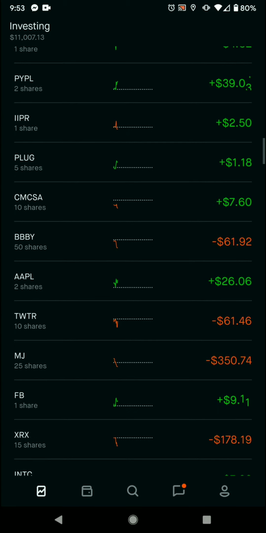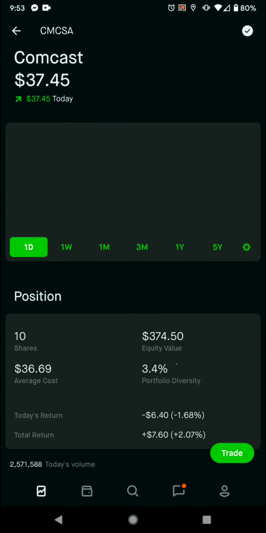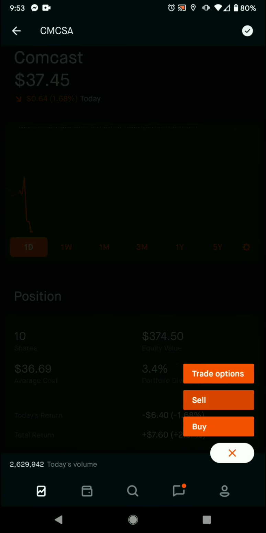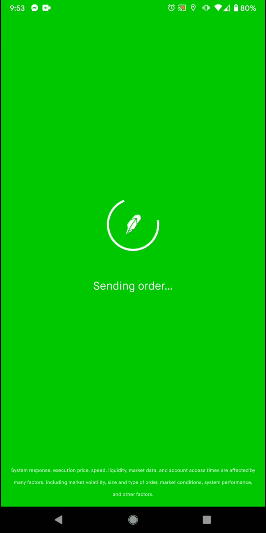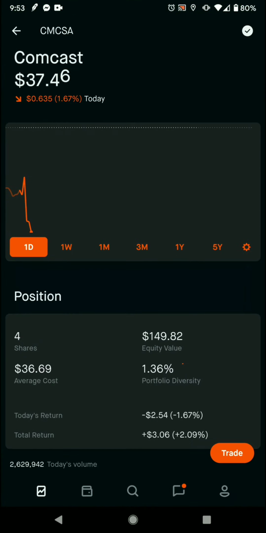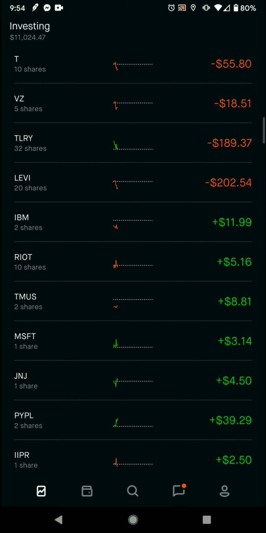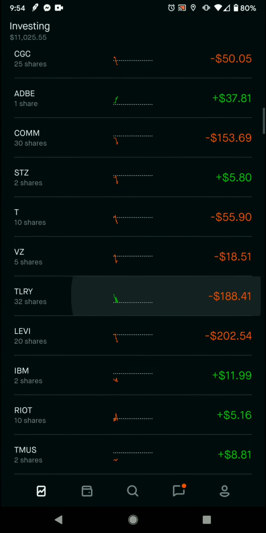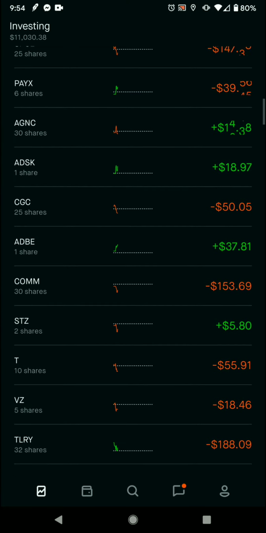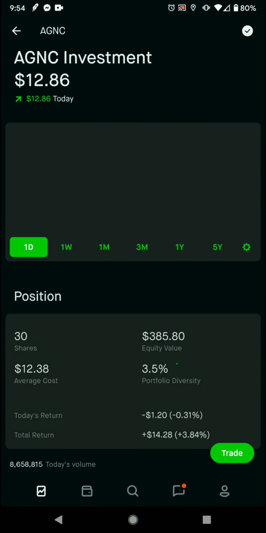While we're in the Robinhood app, I'm going to show you how to sell and buy some stocks here. I see CommScope might be going down a little bit, so I'm going to sell half of my ownership here, 6 of the 10 shares. And let's see where we can reallocate this. I noticed CommScope was having a downward trend. I have some profit. I'm going to take that and see if I can't find something that's on an upward trend. We've got $200 something of buying power.